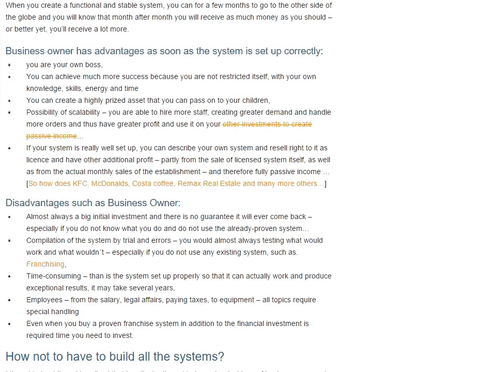You can create a highly priced asset that you can pass on to your children. Possibility of scalability. You are able to hire more staff, creating greater demand and handling more orders, and those bring greater profits, which you can use on your other investments to create passive income.